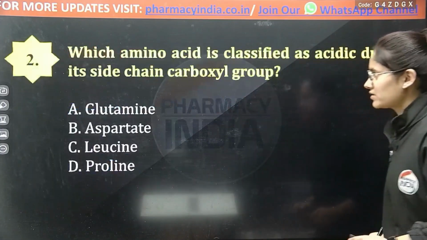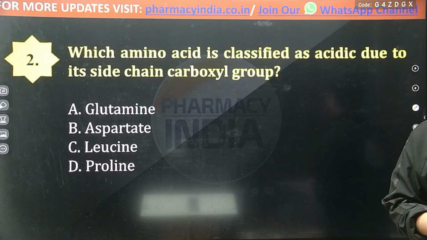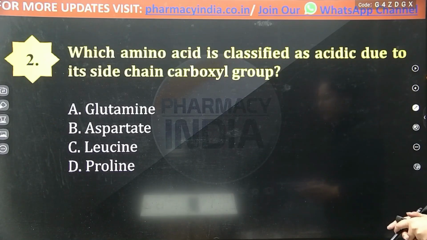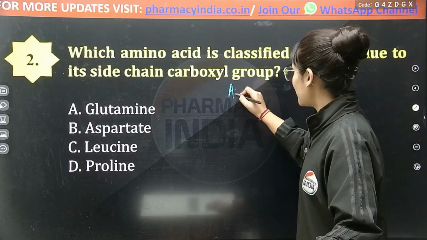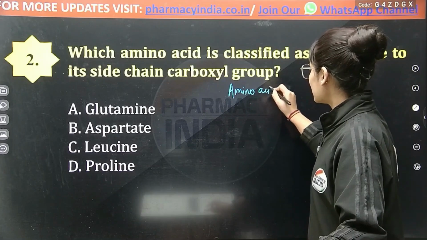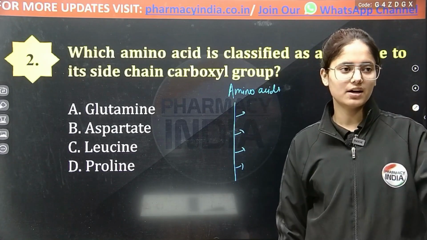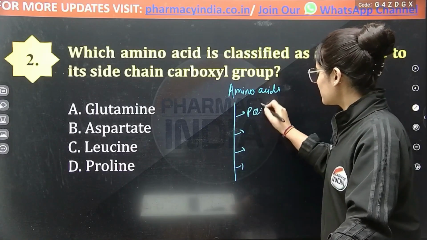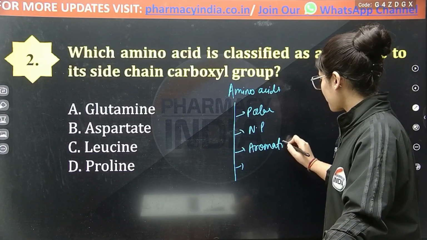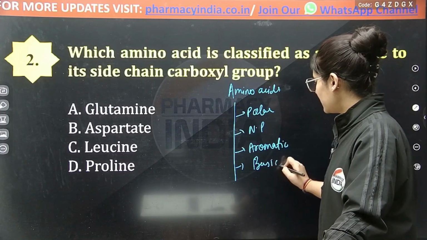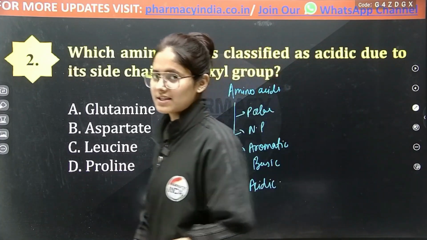Clear? Next question. Which amino acid is classified as acidic due to its side chain carboxyl group? Glutamine, aspartate, leucine or proline. Basically amino acids are classified into 5 main categories: aliphatic, polar, non-polar, aromatic, basic and acidic.